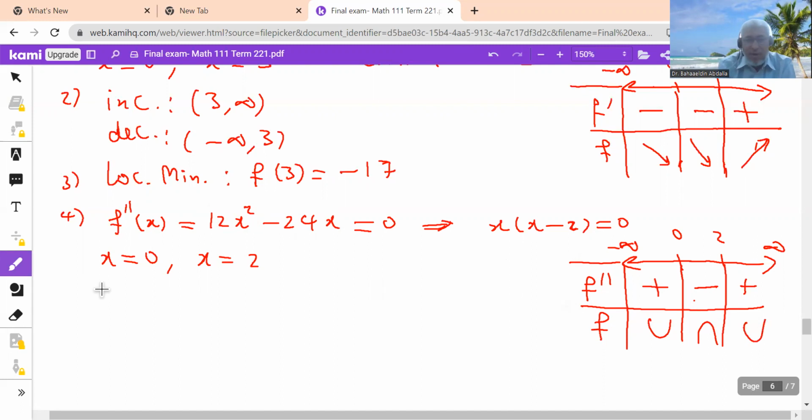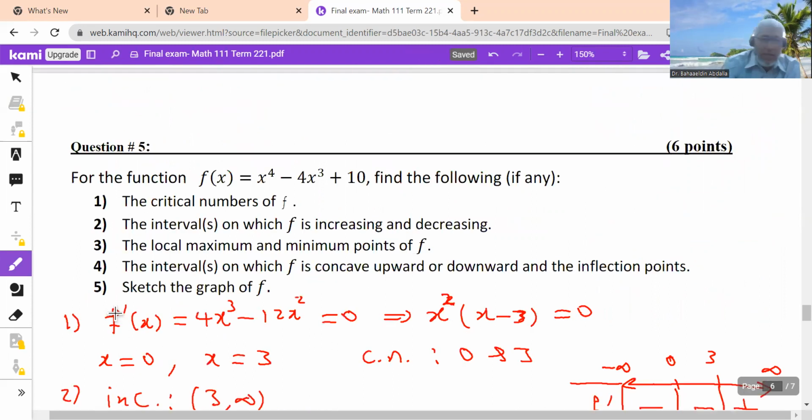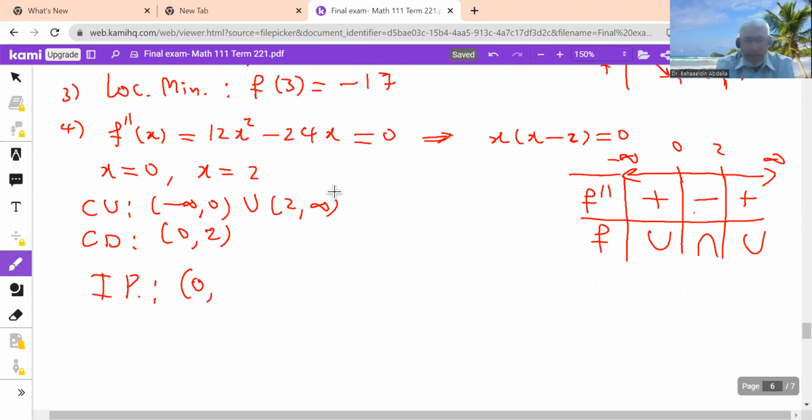So we will have the concavity. Concave up from negative infinity to 0, union from 2 to infinity, concave down from 0 to 2. And what about inflection points? There are two inflection points because concavity changes twice, at 0 and 2. So I need to find f of 0. Well, this is f. If I replace x by 0, I'll have 10. So (0, 10) is an inflection point.